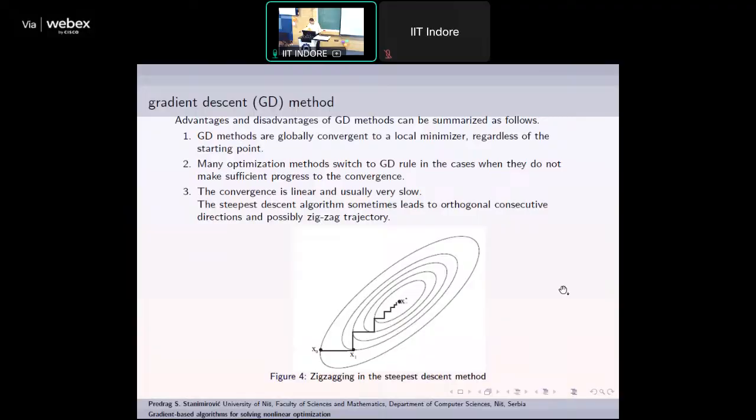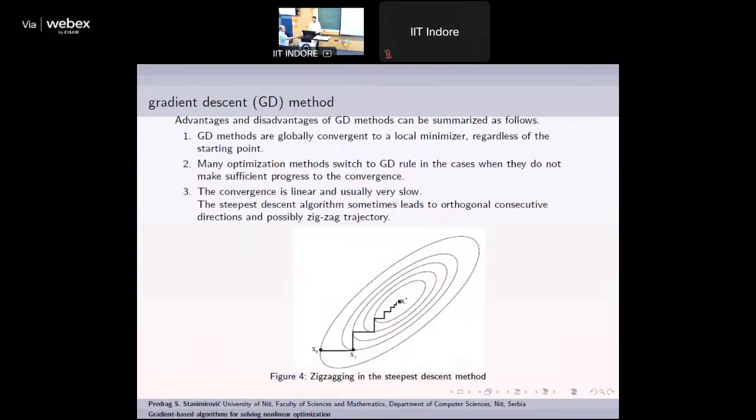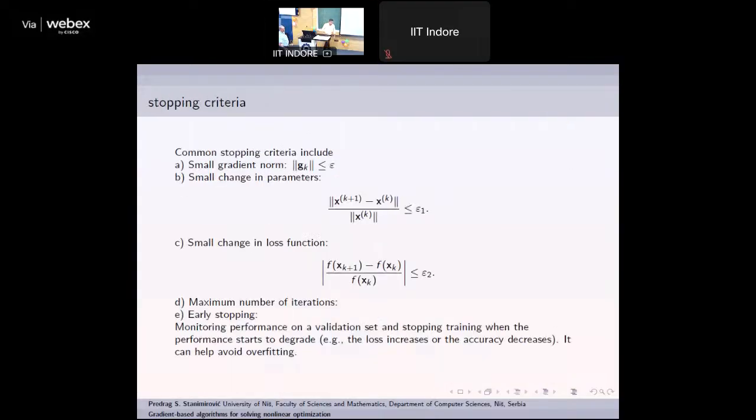Just change your side. Can you change your side? Yes. Can you change it? Yeah, it works. Okay.